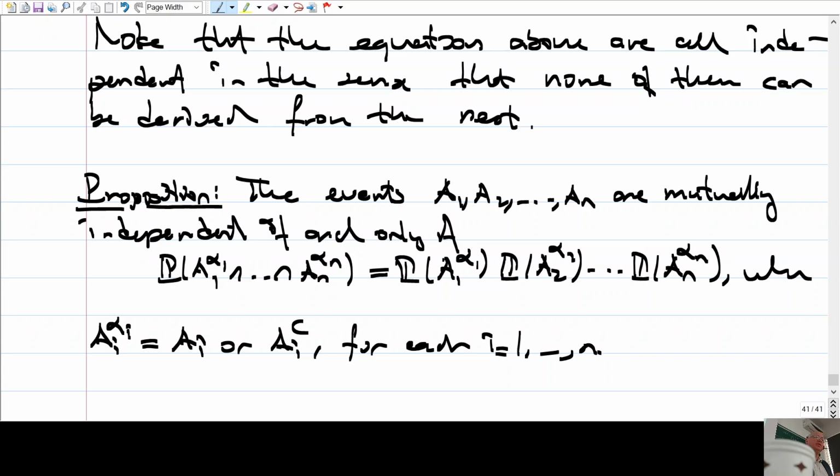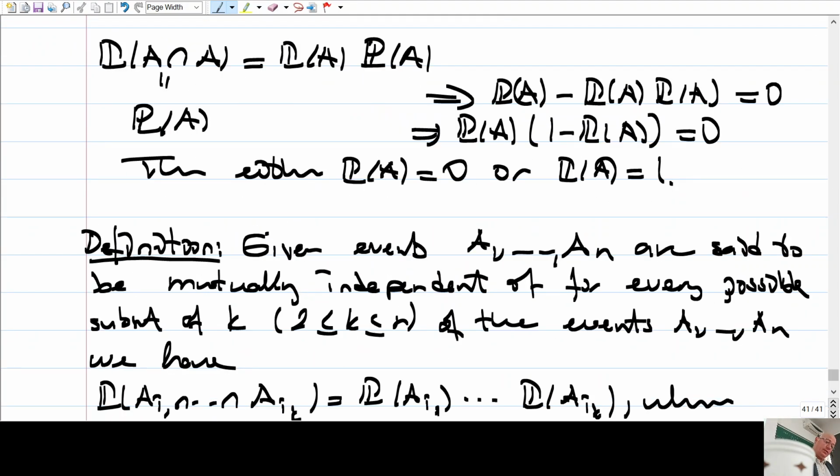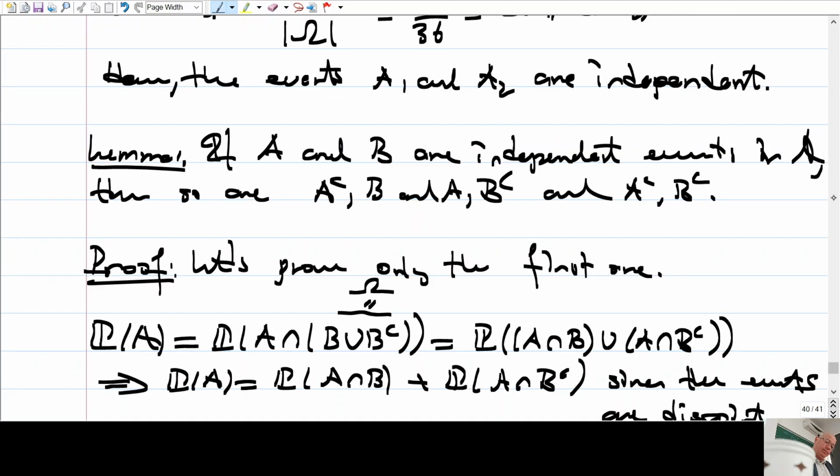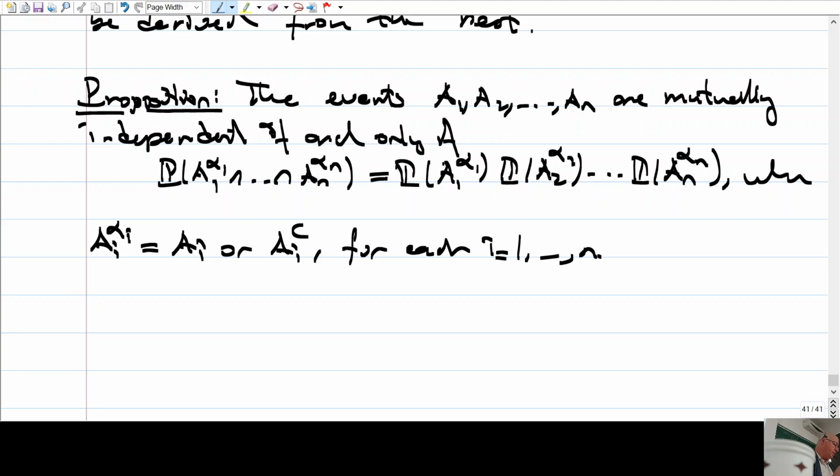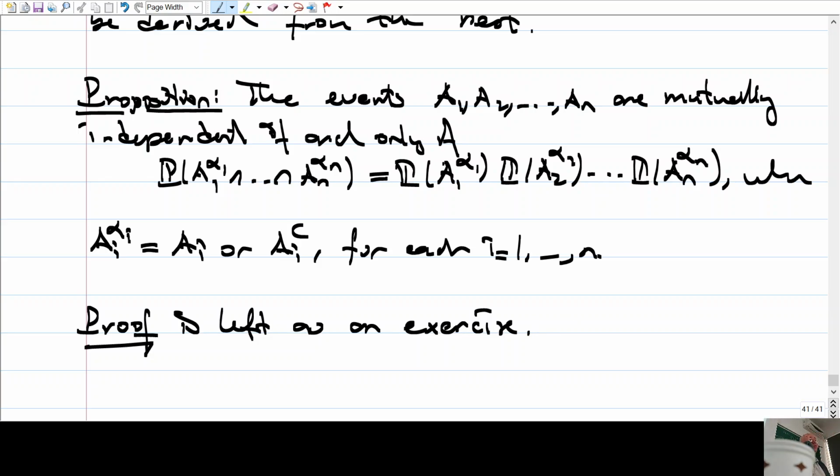So we had a similar statement for two independent events, right? Where was it? So it was this one. If you have two independent events, then these three pairs of events are also independent. So this is just a generalization of that statement to n events. The proof is left as an exercise. It is similar to what we have done above.